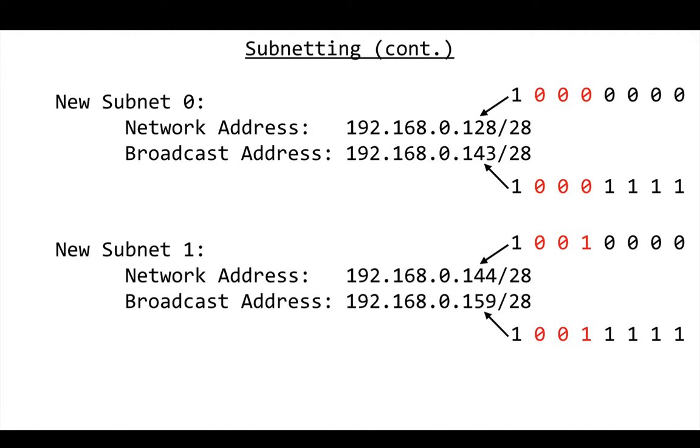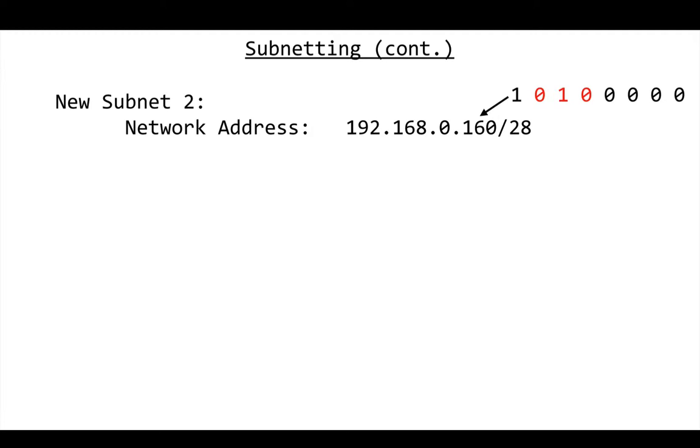The other thing that I want to mention is if you're asked for usable hosts, the first usable host on subnet 0 would be 100000001, and then the last one would be 100011110. So all the IP addresses between the network address and broadcast address would be usable hosts.